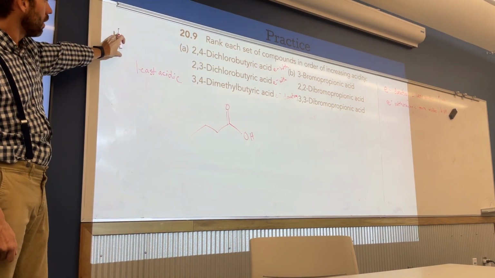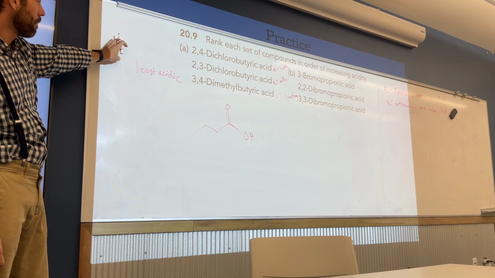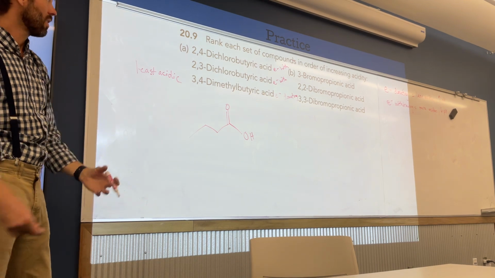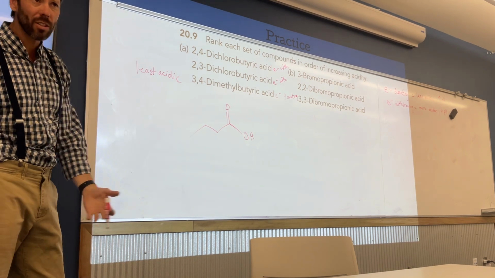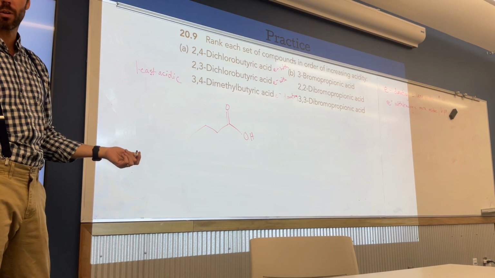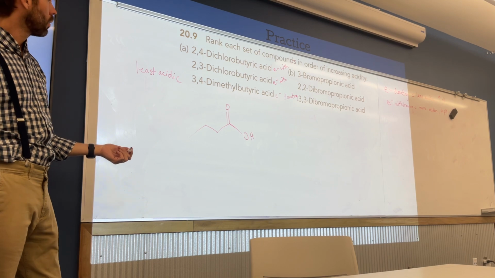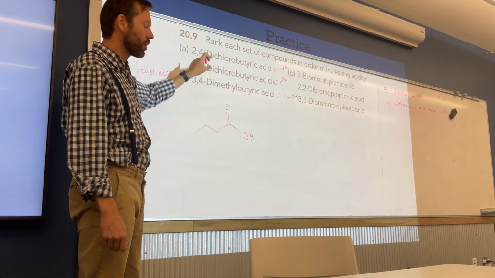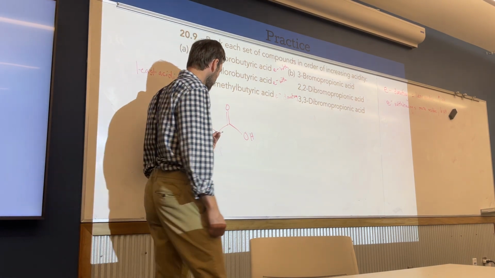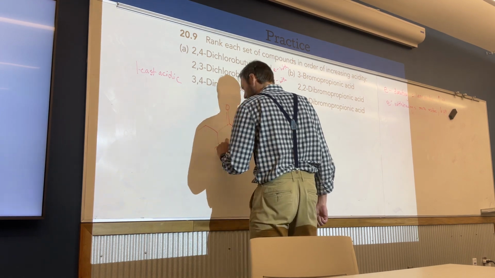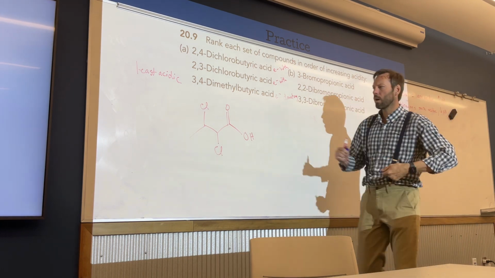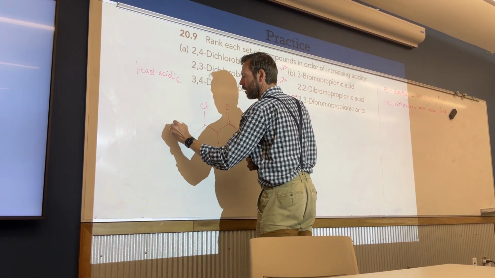So now it's like, okay, well, what about these two? They both have the same number of carbons, same number of oxygens, same number of hydrogens, same number of chlorines, right? They're isomers. What's the difference? 2,4 versus 2,3. That means we have a chlorine here and a chlorine here in the 2,3. And then in that 2,4, we have one there.